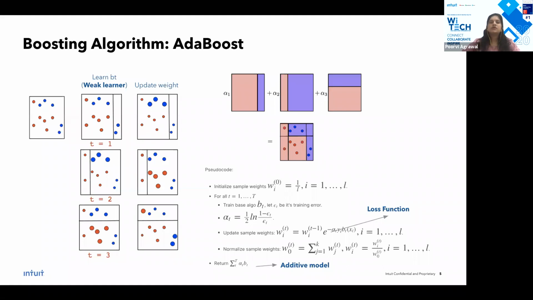The only thing that I want to focus on here is alpha T, which is actually the importance of a given learner. It's related to the training error for each iteration, and based on the training error, it will give importance to each of the weak learners. So this is how AdaBoost works.